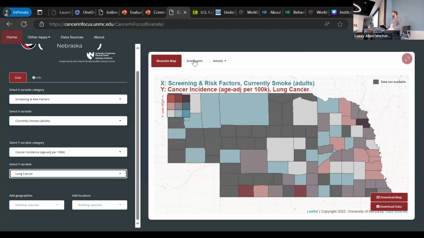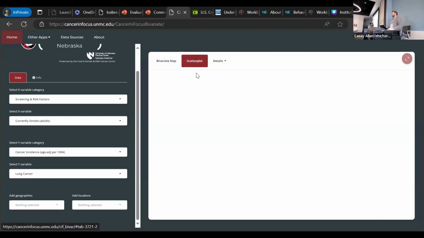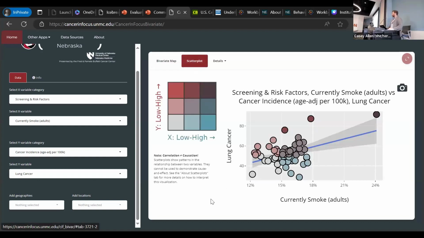If you wanted to quantify that relationship or get some more insights, you could click on the scatter plot function. This charts out the incidence of lung cancer compared to the smoking rates, and will give you a best fit line. If the line is increasing, that indicates a positive association. If it's decreasing, that would be a negative association. And we can very clearly see here that smoking and lung cancer are in fact related on this bivariate plane.